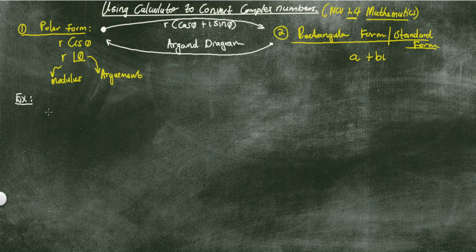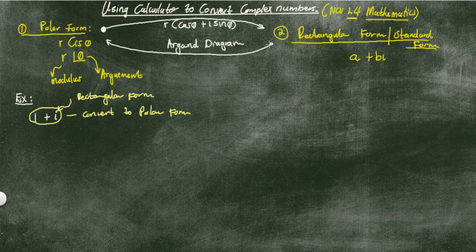Let's say we are given 1 plus i as a complex number. This complex number is in rectangular form. We have to take this and convert it to polar form, so we're moving it from rectangular form to polar form. How do we do that? We would have to plot the Argand diagram. Let me sketch one.